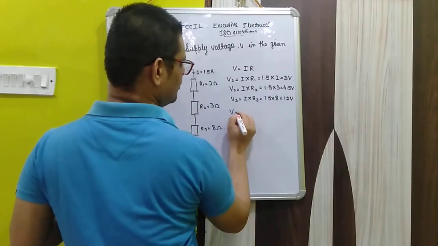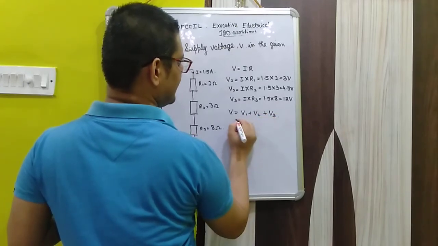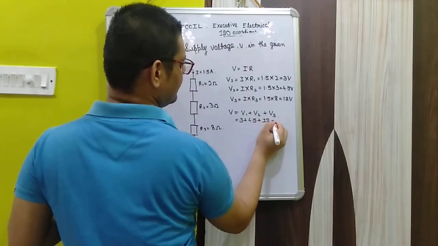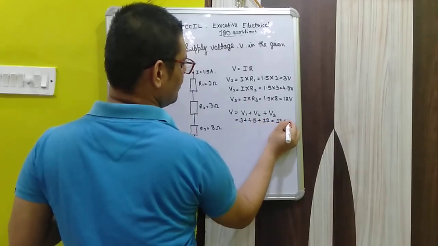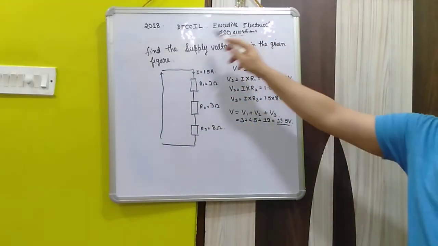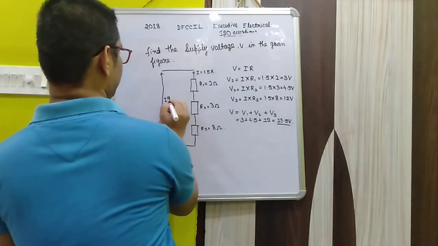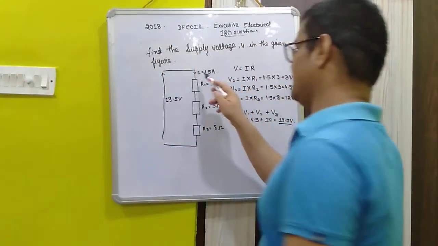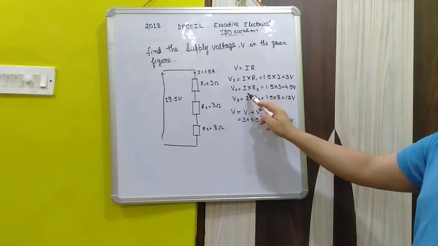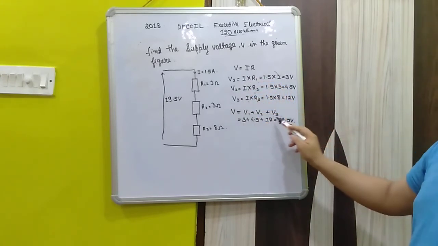So now we find the total voltage. V is equal to V1 plus V2 plus V3. We just add all the voltages: 3 plus 4.5 plus 12 is 19.5 volt, and this is the answer. I hope you have understood how we calculated the supply voltage in this given figure. The supply voltage will be 19.5 volt. We have just taken I as the current going in this circuit, calculated the three voltages I into R1, I into R2, and I into R3, and then added them.